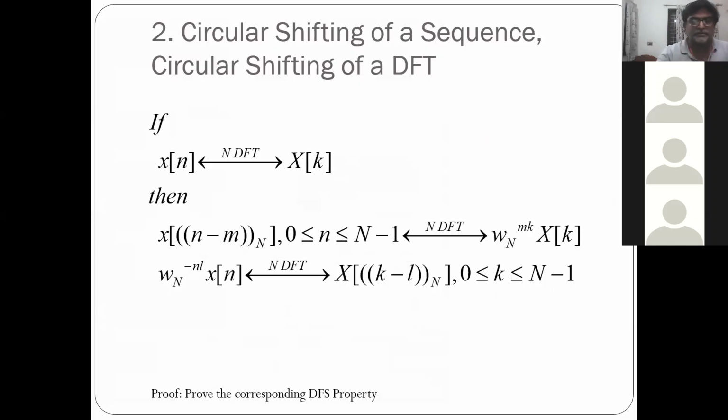Okay, the circular shifting property is read like this. If x of n has got a, now, Afrin. Yes, sir. Now you can read the other part of it.